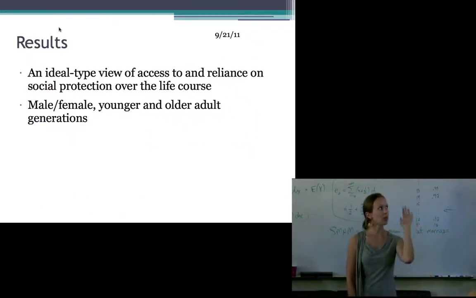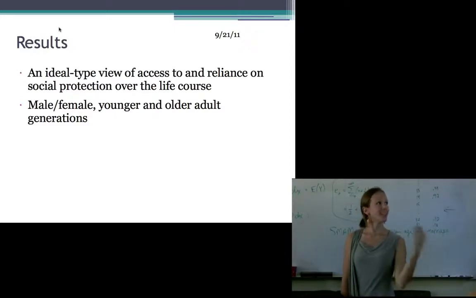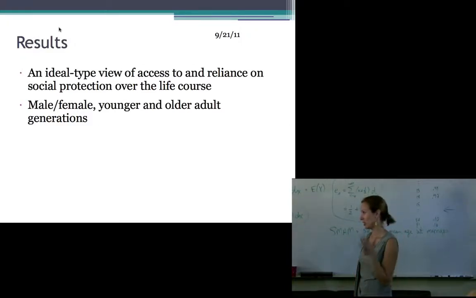live. So what I'm going to go through, this is my attempt to make this demographic, you can tell me whether or not I've succeeded, is an ideal typical view of access to and reliance on social protection over the life course for these two generations, young women and young men, and older women and older men. This is based both on what people actually said and what actually happened to people, and I asked a comparative question in all of these interviews about how employment and social protection and these social safety nets have changed over the last two generations.